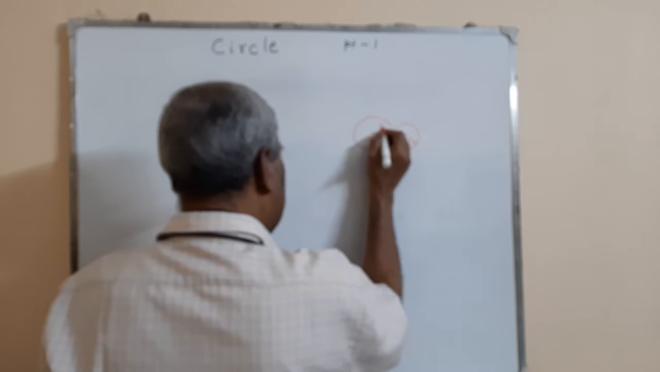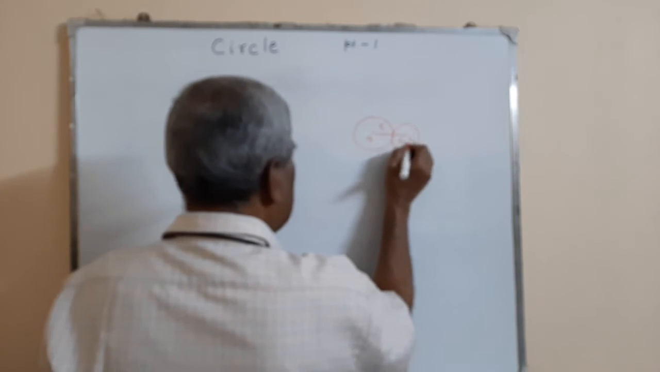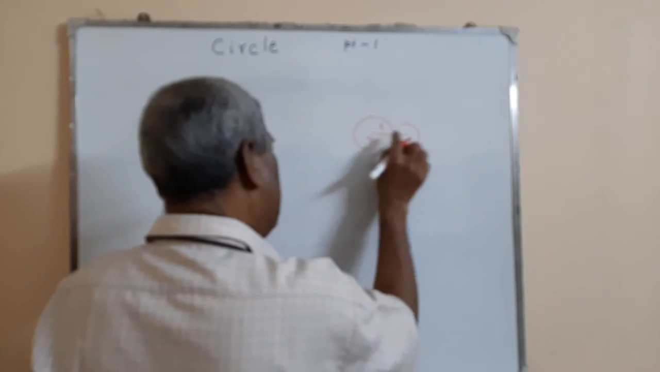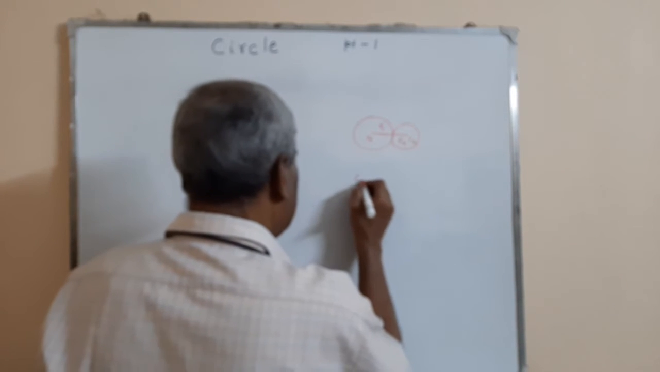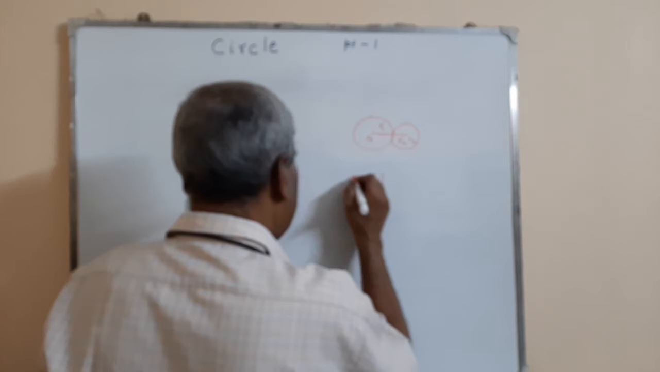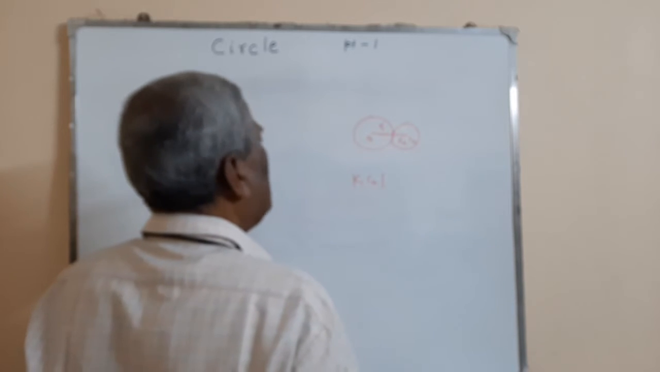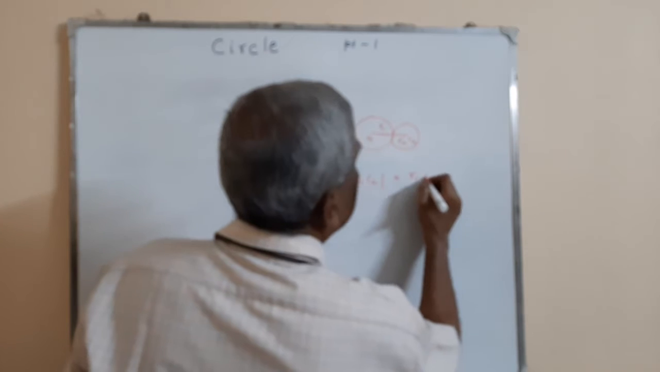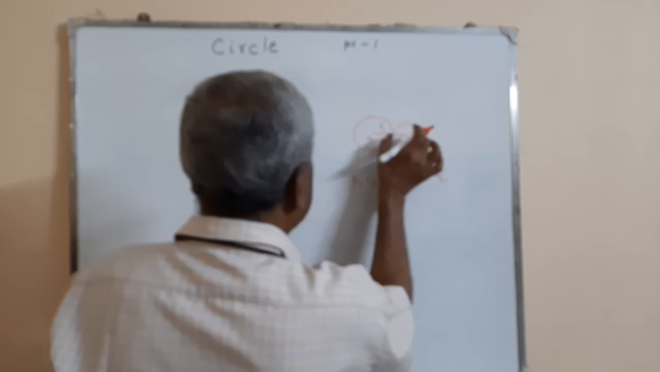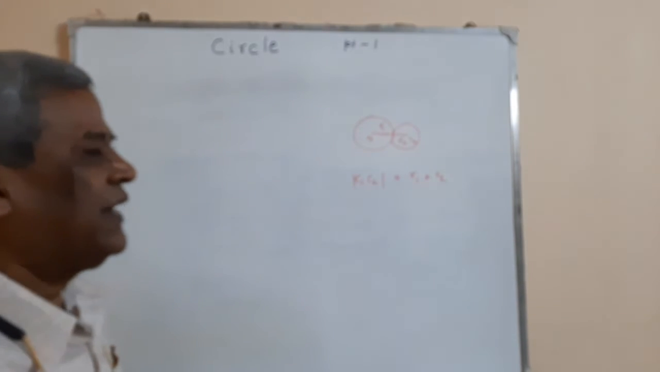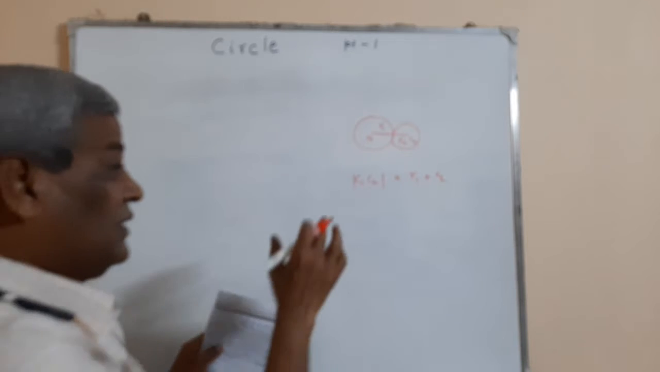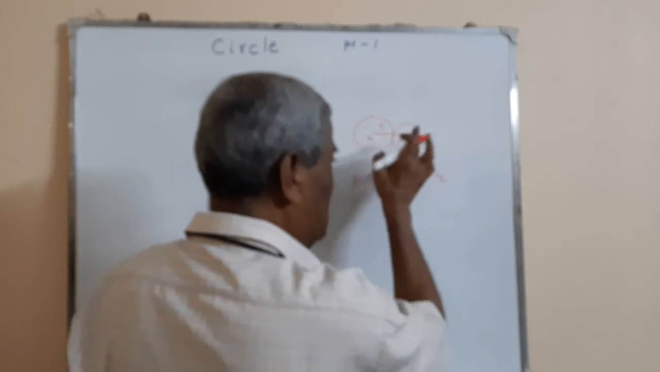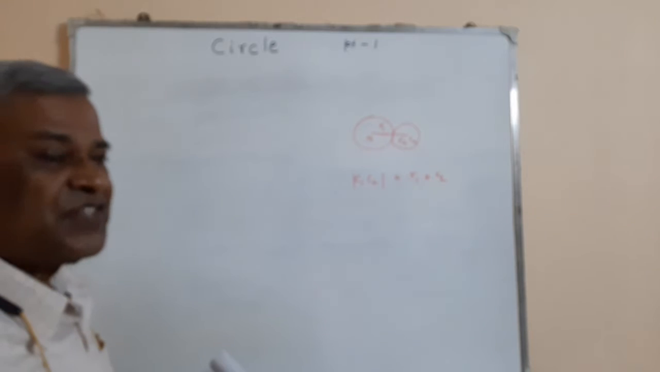Radius of the first circle is R1, radius of the second circle is R2. From the figure it is very clear that if C1C2, the distance between the two centers, is equal to R1 plus R2, the sum of the radii, in that case they will touch externally.